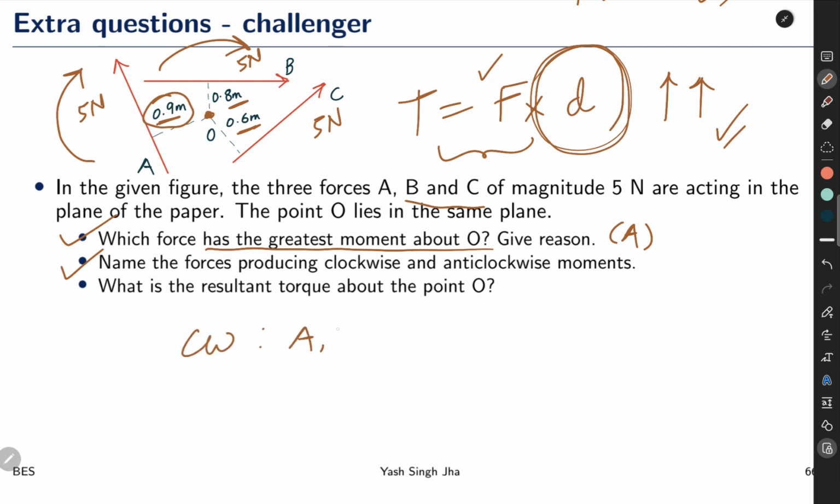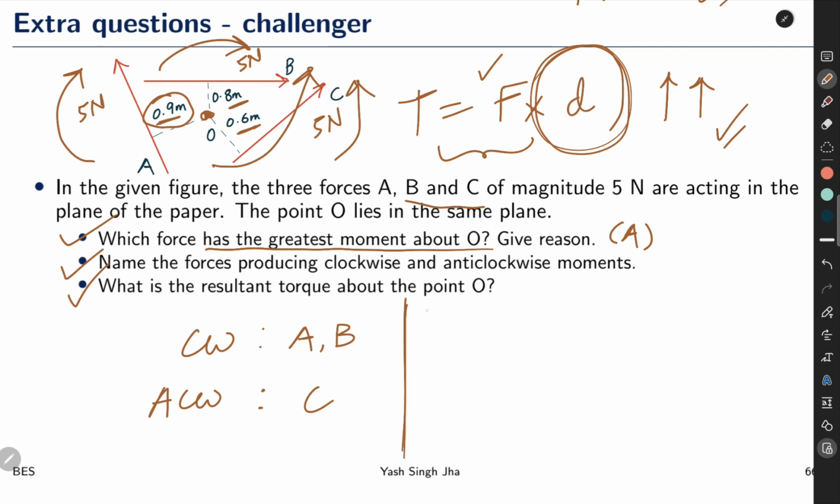Clockwise is forces A and B, and anti-clockwise is force C. Yes, it is something very common, very easily visualized. O is the point of rotation and C is trying to rotate it anti-clockwise. Very nice. What is the resultant torque about point O?